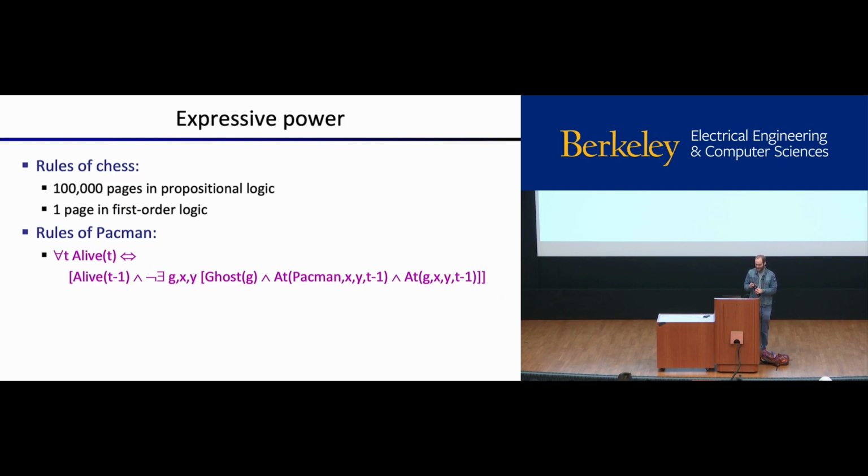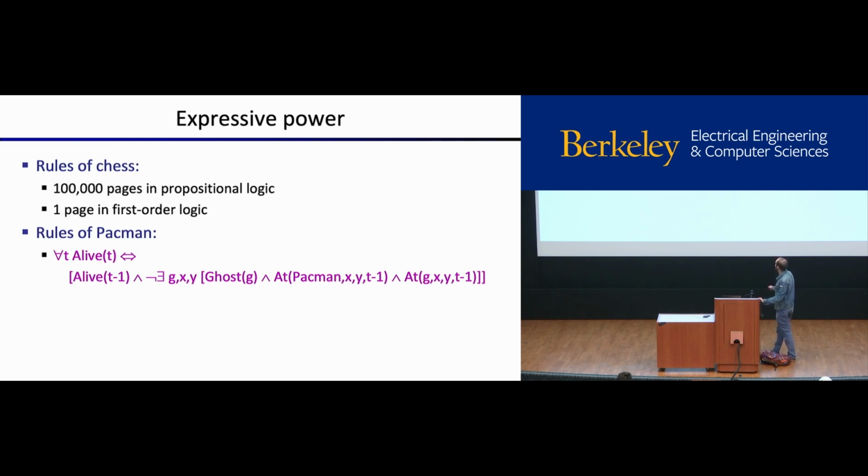So the way to read this is: for all t, and t is going to be an object corresponding to a time step. For all t, if Pacman's alive at time t, so this is, rather than being a variable that takes a value true or false, something that takes an argument, and then it'll be true or false depending on the argument that's fed in. So for all t, Pacman's alive at time t, if and only if this whole thing is true.